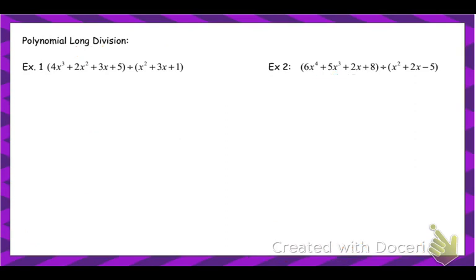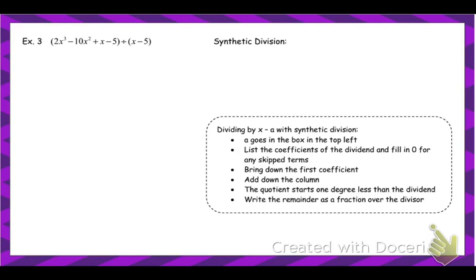All right, so if you feel comfortable, pause the video and try example 3 using long division. All right, so x minus 5 is being divided into 2x cubed minus 10x squared plus x minus 5. Again, I look at those first terms. That would be 2x. So 2x squared. That would be 2x cubed minus 10x squared.